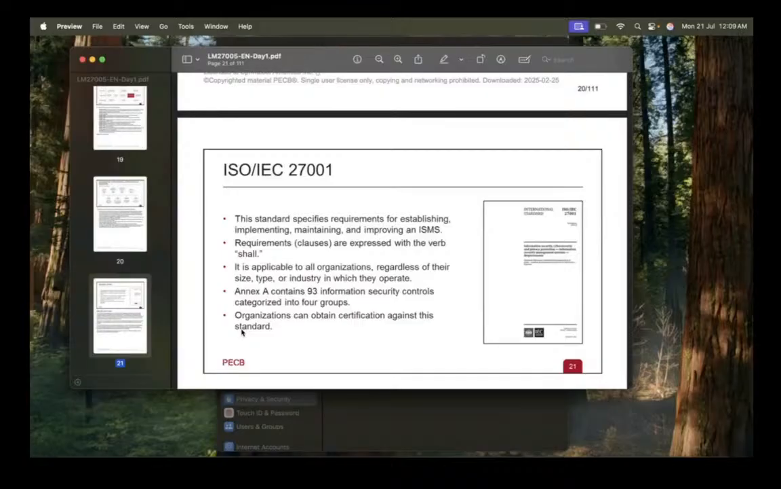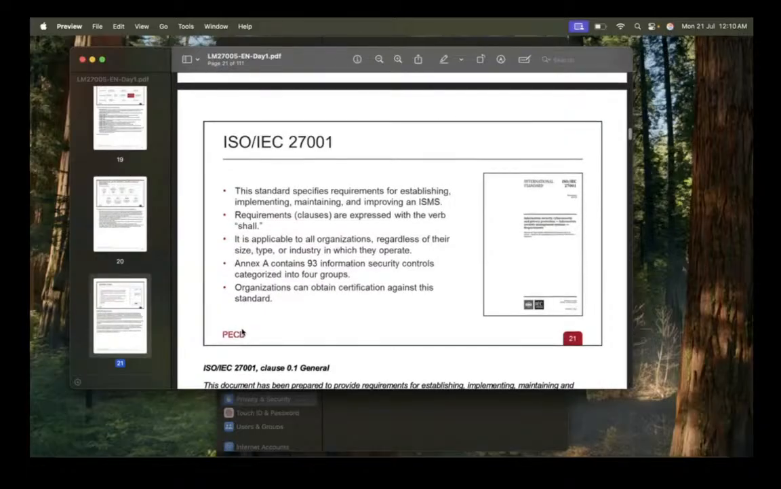And here we're talking about Annexure A. There is one annexure that maybe I will share with you, that you can go through, and we will discuss it later in coming sessions as well. It contains 93 information security controls. We can discuss this later. This is related to the annexure.